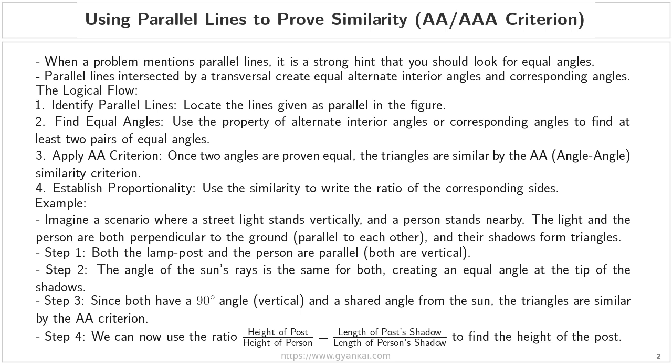Now that we've established that similarity criteria like AA, SSS, and SAS aren't always handed to us on a silver platter, let's look at our first practical strategy: using parallel lines to prove similarity. In the next slide, we will move away from parallel lines and look at how we can use side lengths alone to find unknown angles using the SSS criterion.